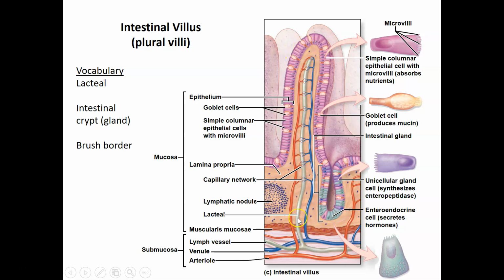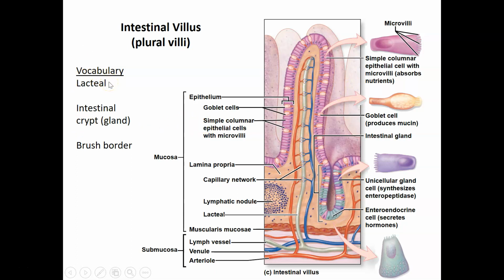There's also, so the blood capillaries are represented in red and blue, right? So this would be an arteriole leading to a capillary bed, and this would be a venule draining from the capillary bed. There's also a vessel called a lacteal. A lacteal is a type of lymphatic capillary. So you have both blood capillaries and lymphatic capillaries. Now, a little bit about the lacteal.